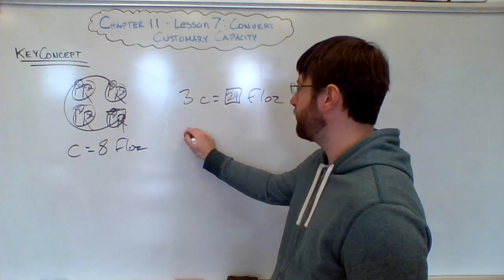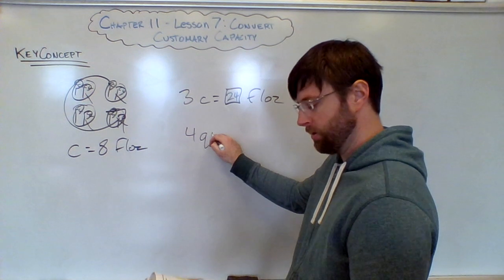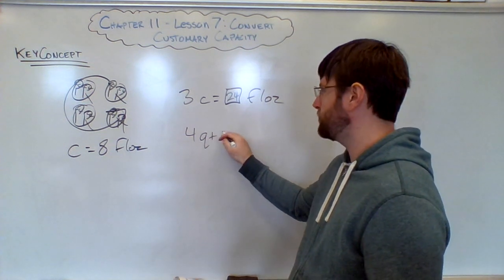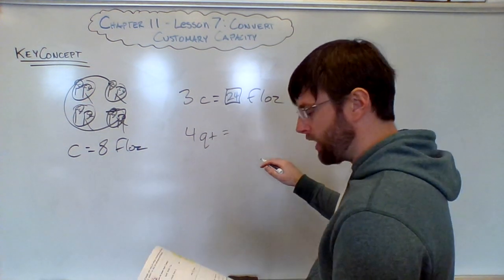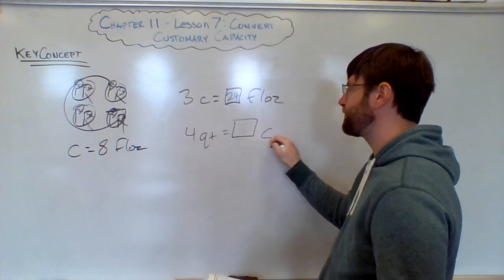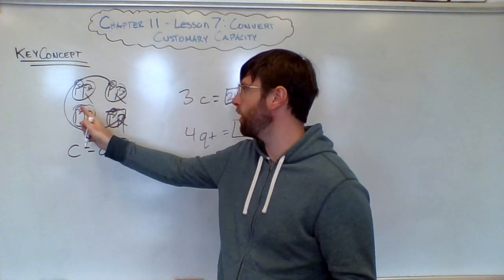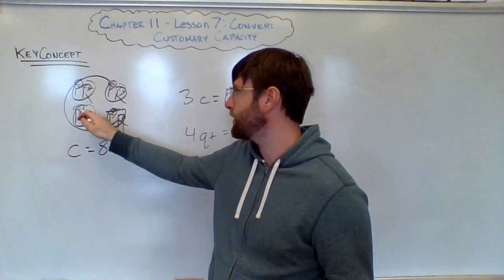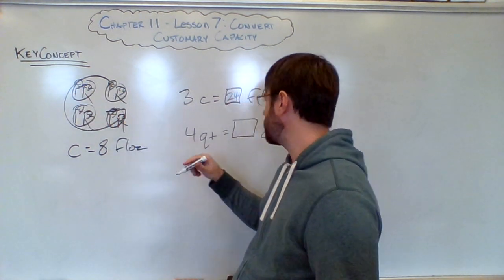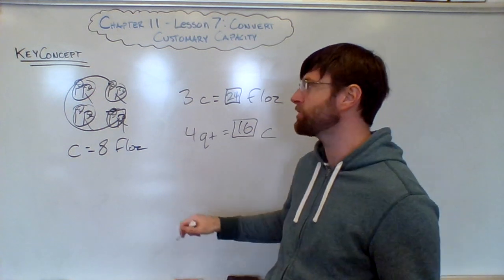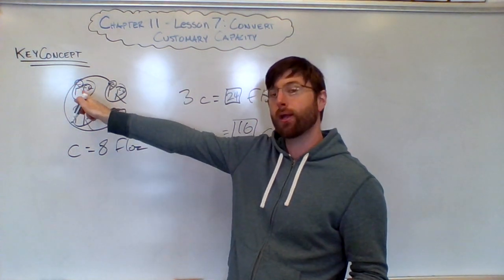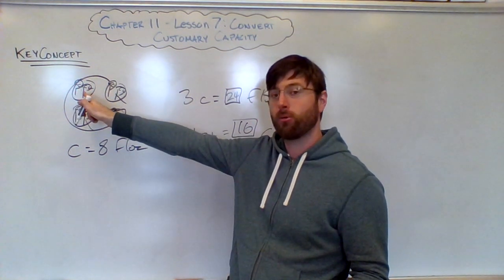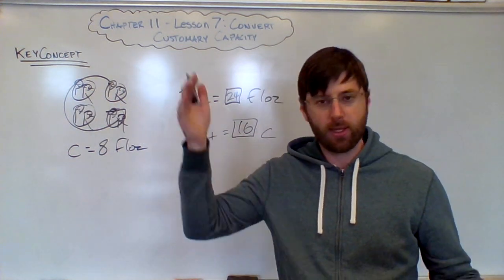Number 2 was 4 quarts, which I guess is QT, is how many cups? Well, here's my 4 quarts. How many cups are in there? 1, 2, 3, 4, 5, 6, 7, 8, 9, 10, 11, 12, 13, 14, 15, 16. There's 16. I can just count them. Or if you know that there are 4 cups in every quart from your drawing, you could do 4 times 4 is 16. Yay!